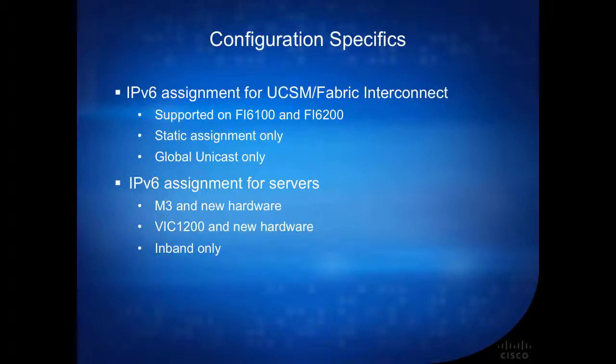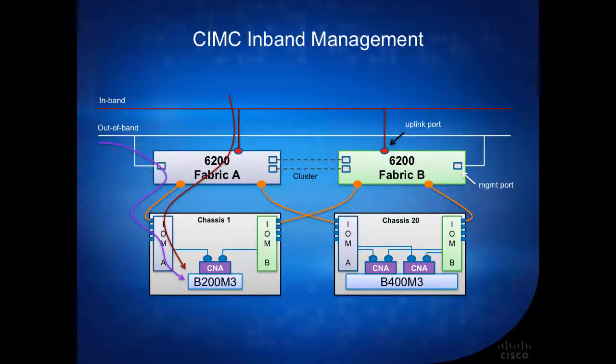IPv6 on the Fabric Interconnect is supported for both generation 1 and 2, the 6100s and 6200s. On the server side, you need M3 servers or newer, as well as VIC 1200s or newer. Accessing IPv6 on the server side will require you to do it through in-band management. For viewers who are not familiar with the term in-band management, it basically means that you can access your CIMC address through a different path.